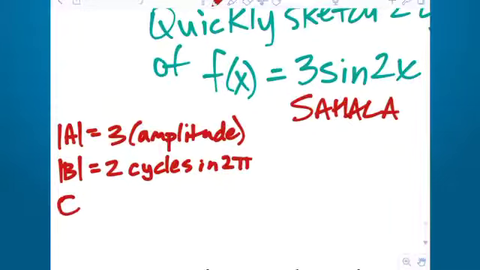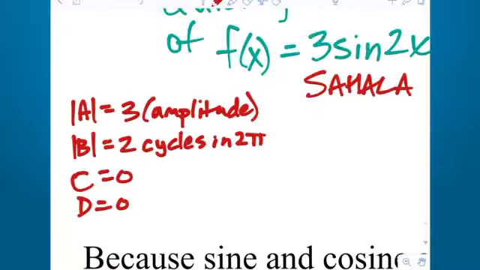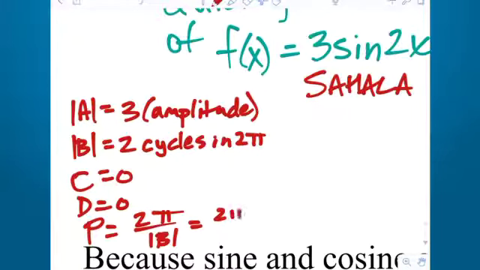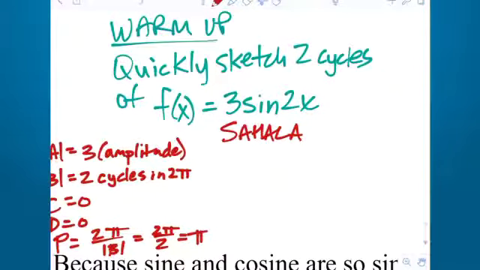The C value, like yesterday, is 0. There's no phase shift. That's nice. The D value is 0, so the sinusoidal axis is still the x-axis, but the period is what we want to find. And remember, the period is 2 pi over the absolute value of B, which is 2 pi over 2, which is pi. Makes perfect sense. Because the previous period was 2 pi, now we've got to fit 2 of them in, so now they're half as wide as they used to be.